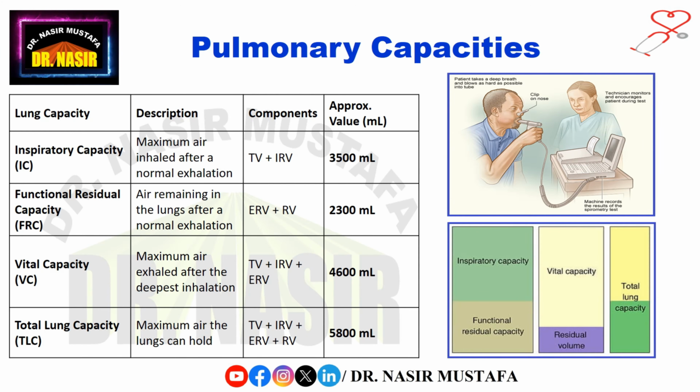Vital capacity is the maximum amount of air that can be exhaled after the deepest possible inhalation. It is the sum of the tidal volume, the inspiratory reserve volume, and the expiratory reserve volume, producing an average value of about 4,600 milliliters. Total lung capacity represents the maximum amount of air the lungs can hold. It is the sum of all pulmonary volumes and typically measures around 5,800 milliliters in a healthy adult.